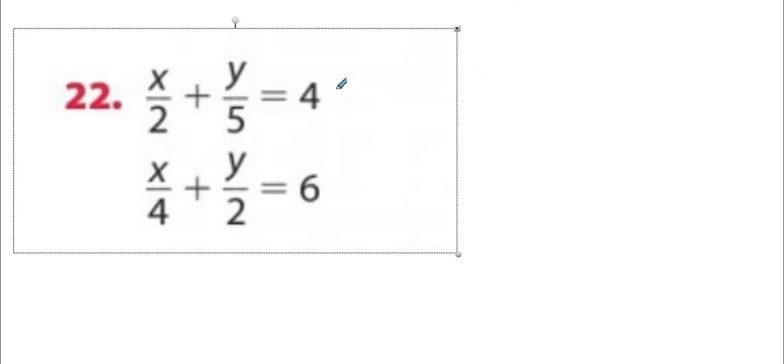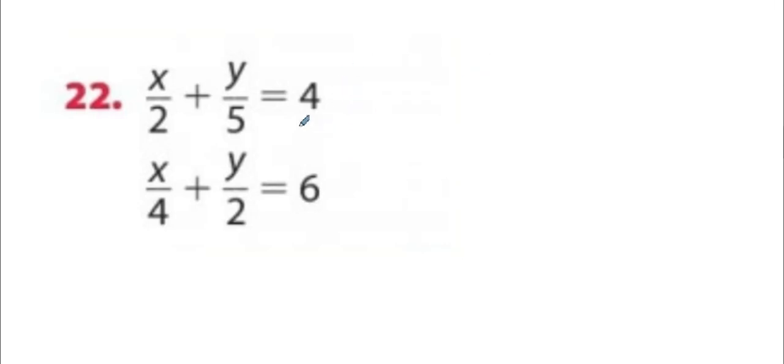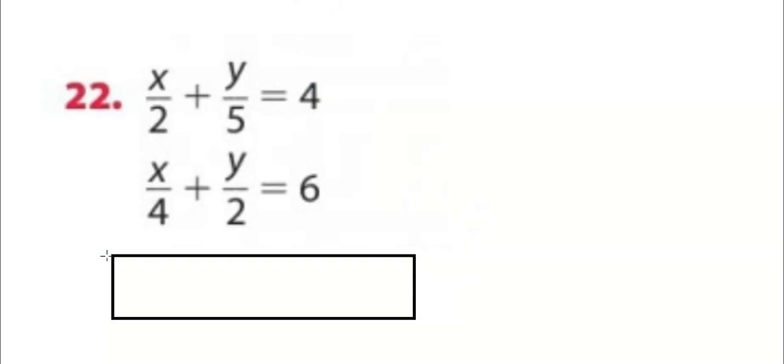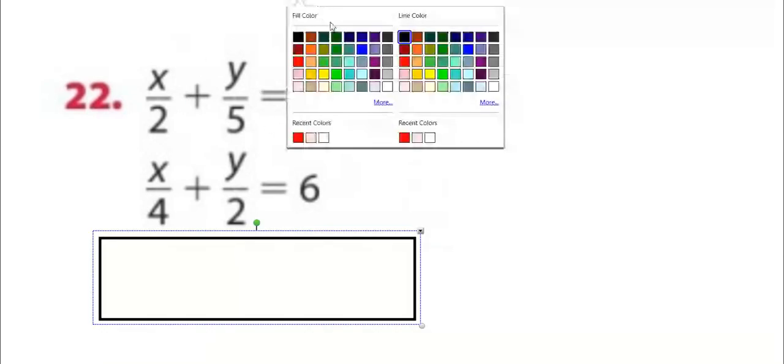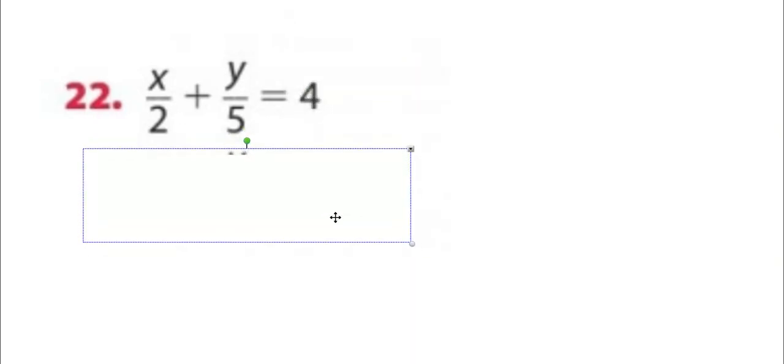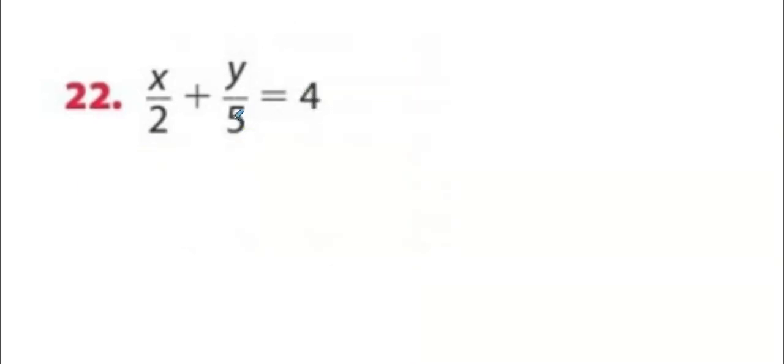This next one is a fraction simultaneous equation. To get rid of the fractions in a simultaneous equation, we're going to have to do a common denominator. So if we just look at the top one and not the bottom one, we can find a common denominator between 2 and 5. I think the answer would be 10.